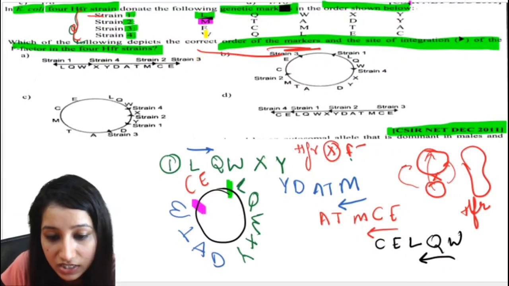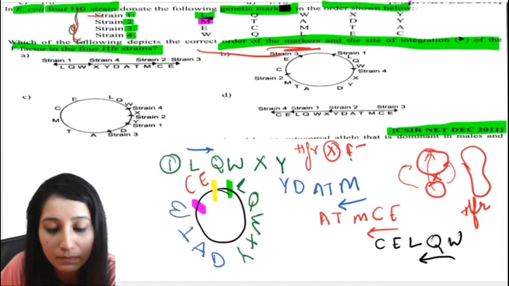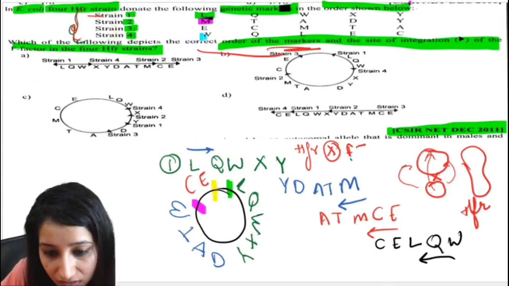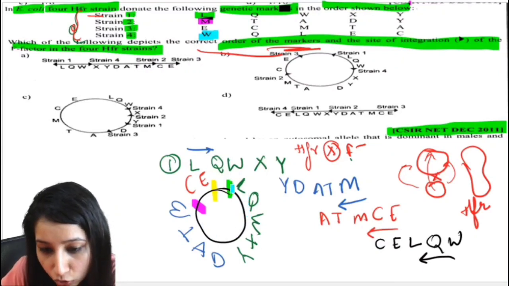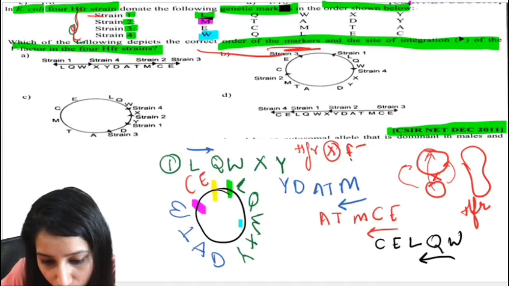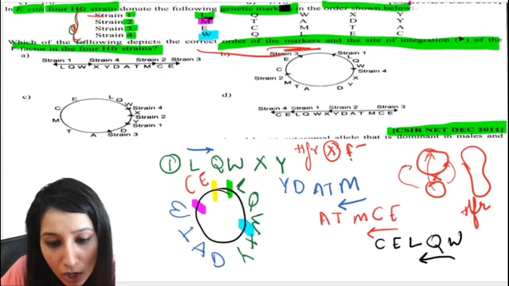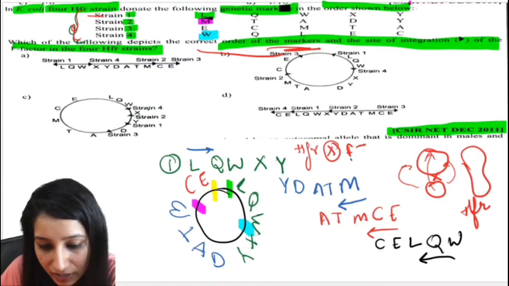In the third sequence, E, C, M, T, so here the F factor will be attached in the third. And in the fourth, where will the F factor be attached? Before W. Where is W? W, Q, L, E, C. This is the sequence, so before W it will be present. Okay, so now let's see which of the options correctly matches with what we have formed.